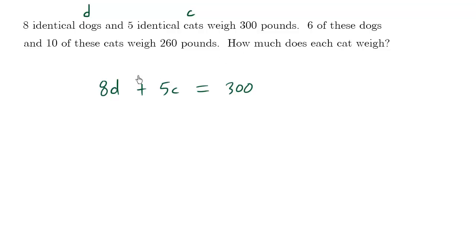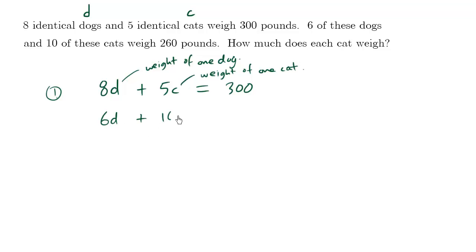And you can see that D in this context represents the weight of one dog, and these dogs are all the same, they're identical dogs, whereas C is the weight of one cat. So we have our first equation. 6 of these dogs and 10 of these cats weigh 260. So we say 6D plus 10C equals 260. How much does each cat weigh?